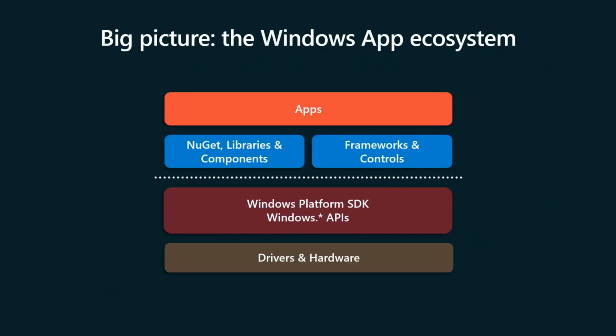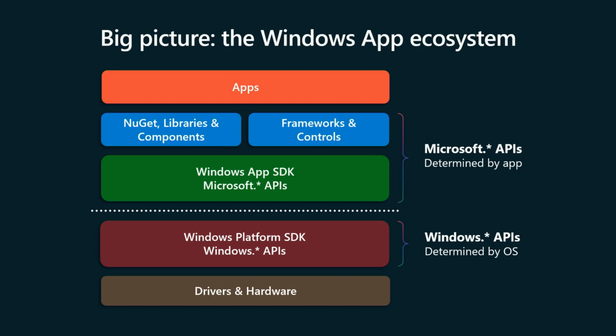So when we step back and we look at the larger Windows app ecosystem, most people are familiar with the Windows Platform SDK, which provides APIs that are determined by the version of Windows that's installed on the machine. If you want to call newer APIs, the user needs to be running on a newer version of the Windows OS. We also have the Windows App SDK, which provides APIs that are determined by the version of your application. We lifted the modern app stack into your specific application and created your own virtualized instance. If you want to call newer APIs, your app uses a newer Windows App SDK, and the same is true for other libraries and components. You can tell the difference. The Microsoft APIs that are part of the App SDK are determined by your app. The Windows APIs that are part of the Platform SDK are determined by the OS that's installed on the machine.